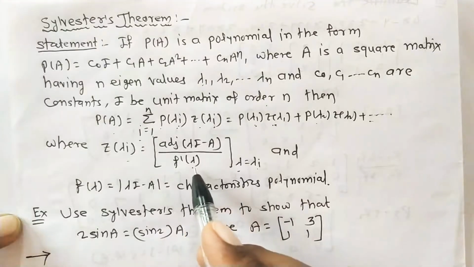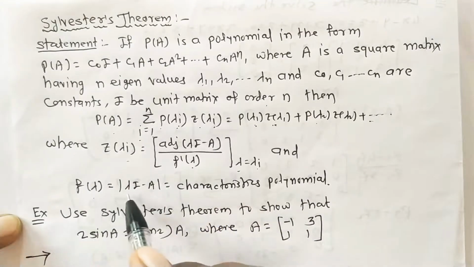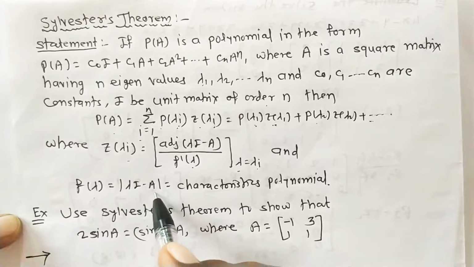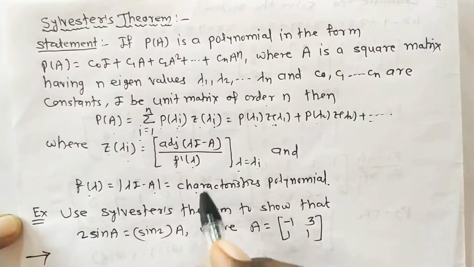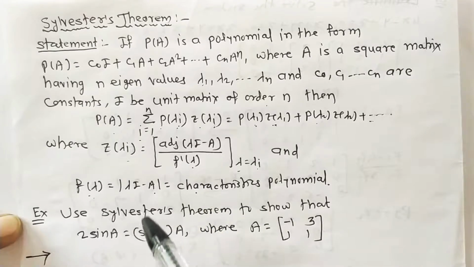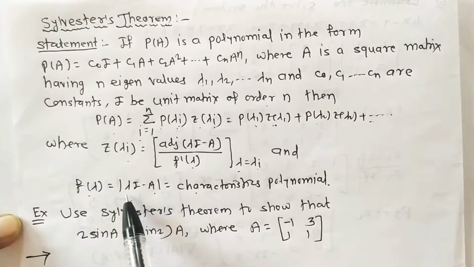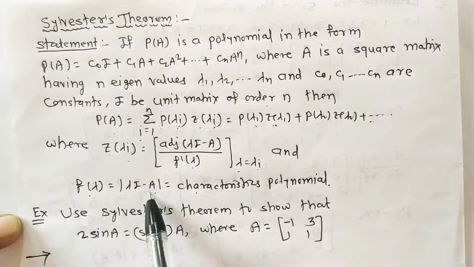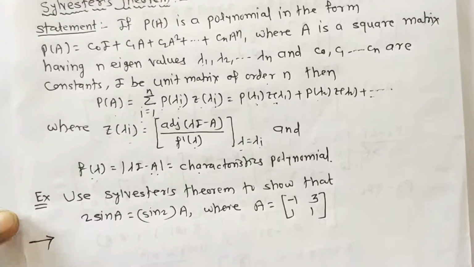What is this f dash of lambda? F dash of lambda, for that we want f of lambda. So f of lambda is determinant of lambda I minus A. Means simply we have to take f of lambda as the characteristic polynomial of given matrix or characteristic equation of given matrix. That is maybe determinant of lambda I minus A or determinant of A minus lambda I, both are same. So we will take one problem here.